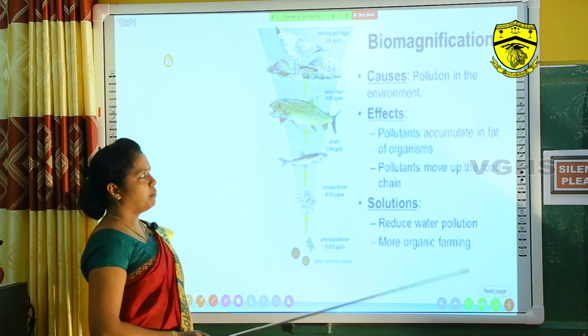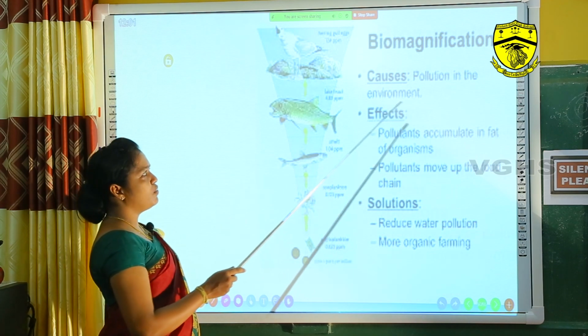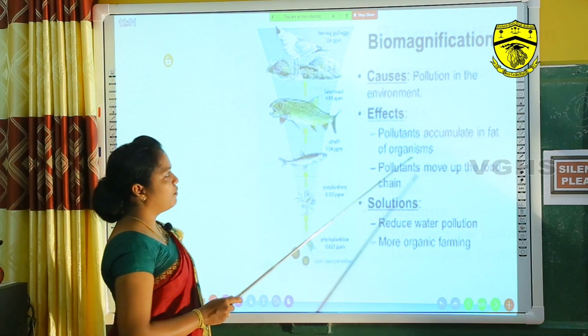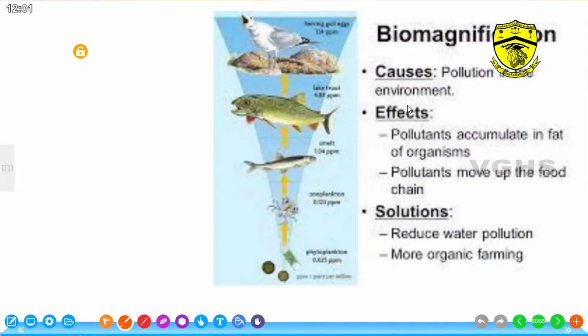And next one, biomagnification. This is a question for you in your structure part. You know that pollution in the environment causes biomagnification. The effects are that pollutants accumulate in the fat of organisms, and pollutants move up the food chain. So the solutions to reduce water pollution include more organic farming. You will see this in the aquatic system part. This is also a food chain, and it is also caused by pollution in the aquatic system. This is an example of biomagnification.